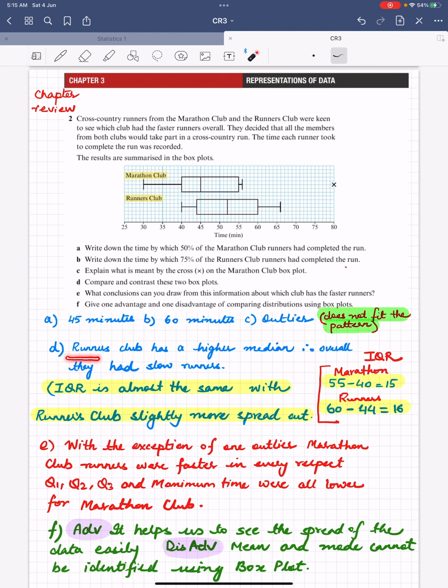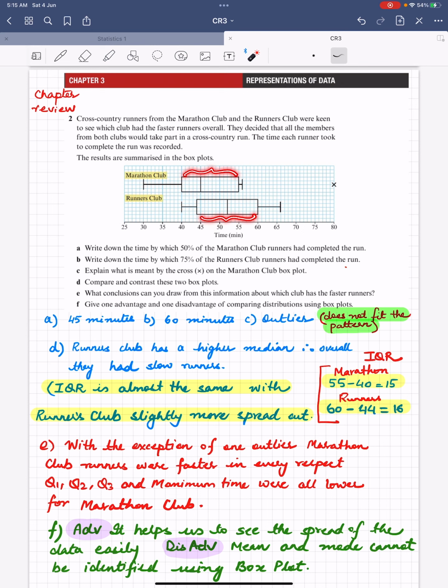Runners Club has a higher median. Overall, they had all slow runners. So overall, as we saw, their runners were slow. And the interquartile range was almost the same. As we see, the interquartile range is the spread of this box. So it's almost the same.